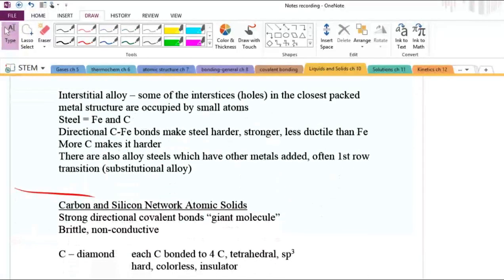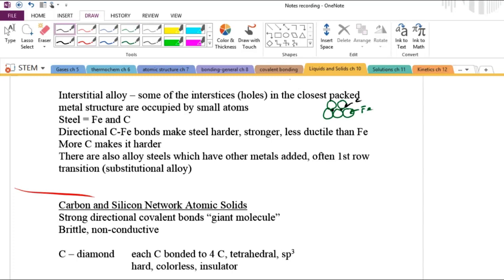An interstitial alloy is when some of the holes are occupied by smaller atoms. So if we've got this model here of all the atoms, then those little holes there can be filled with something small. So that's how steel is made. Those in my picture represent iron, and the black little tiny things in my picture represent carbon.